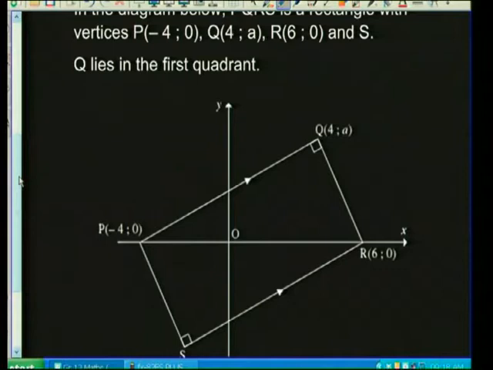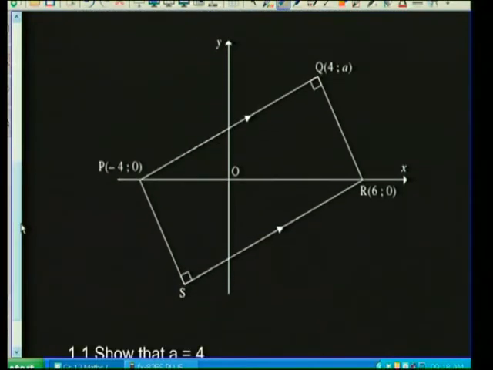So I've got vertex minus 4, 0 at P. I've got 4, A. Straight away I'm seeing an unknown, so I know that I'm going to probably have to get to that at some stage. R is 6, 0, and I don't have S. All right. They've also told me that Q is in the first quadrant, which is immediately telling me that this A over here is going to be positive. So that's important if I have to go and solve it.